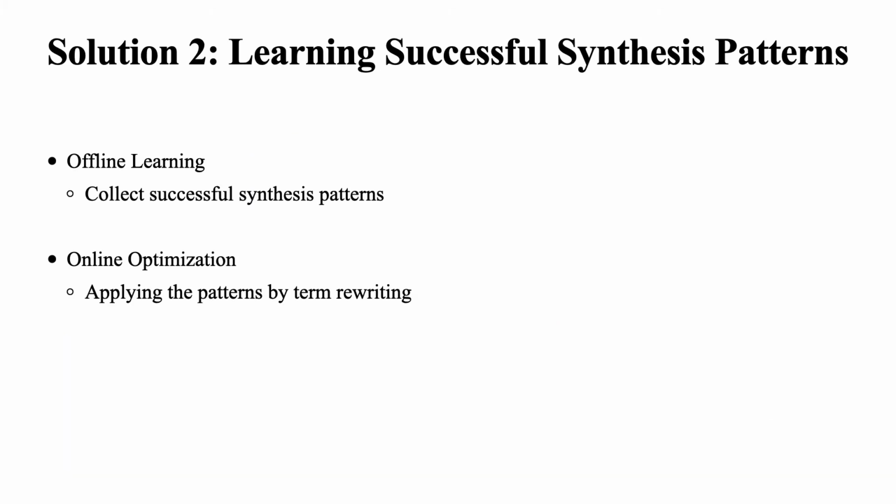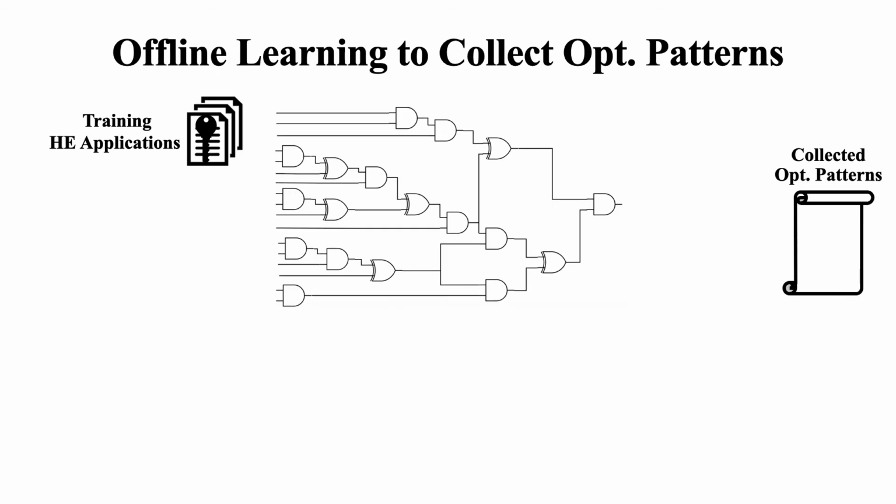To maximize the scalability of our system, we also learn and utilize successful optimizing synthesis patterns. In the offline learning phase, we first collect synthesis patterns that succeed to reduce the multiplicative depth, and in the online optimization phase, we can reduce the multiplicative depth of the input circuit just by applying the patterns.